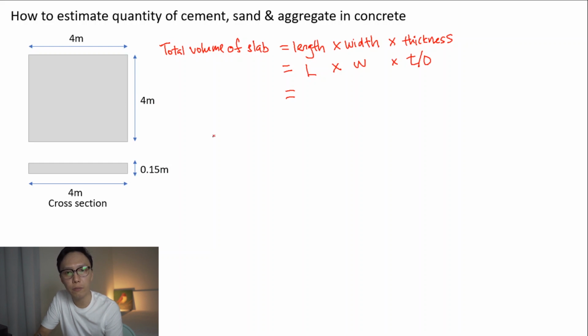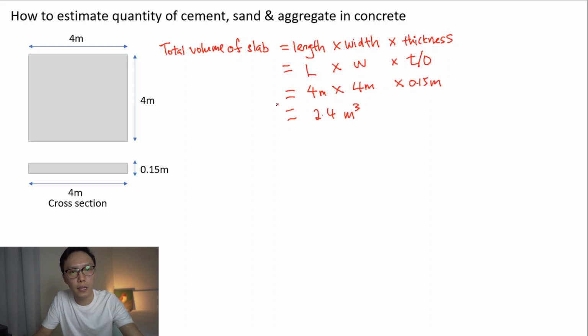is 0.15 meter. 4 meters times 4 meters times 0.15 meter. So the total volume of the slab will be 2.4 meter cube. Okay, so this volume is actually a wet volume, and we have to convert wet volume to dry volume.